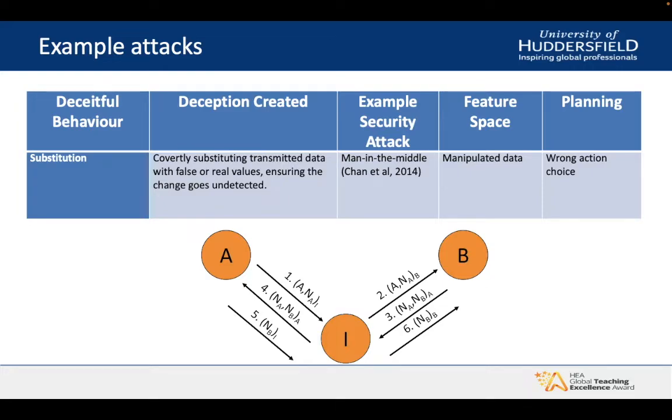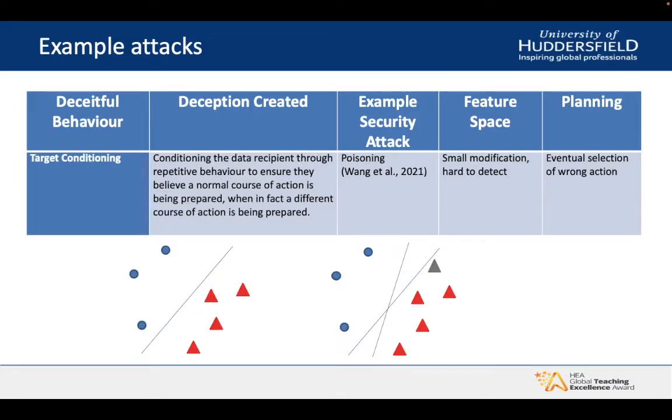It can be very problematic because we wouldn't know, if we have a high level of trust, that we've been intercepted. Target conditioning. This one's an interesting one because this is what I mentioned earlier on, where we gradually introduce data to have an impact on the planning system in some way. The example I put here is actually not to do with planning, it's to do with data classification, but it gets the idea across quite nicely.